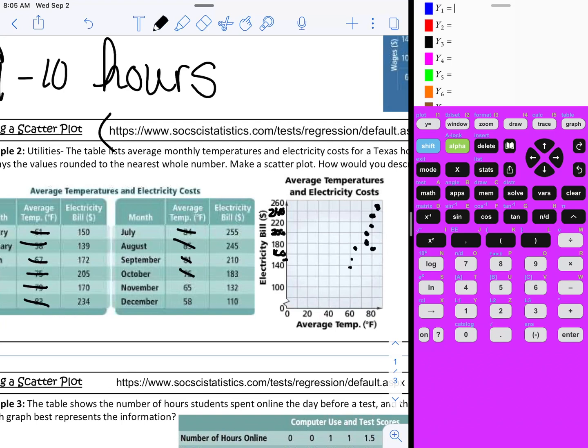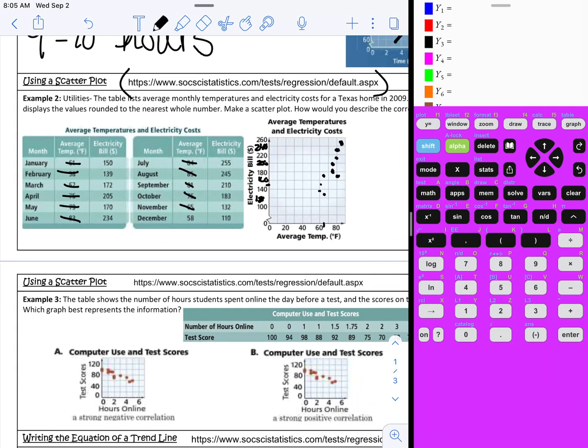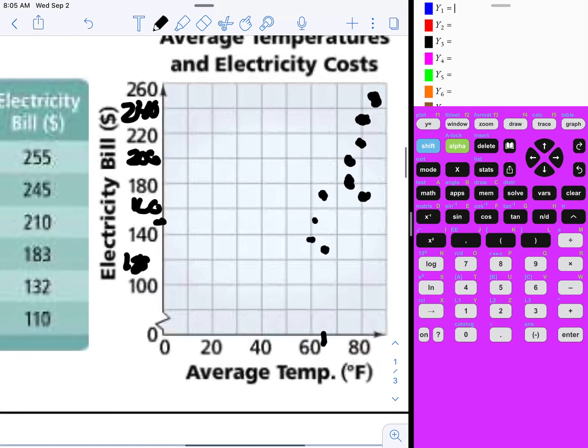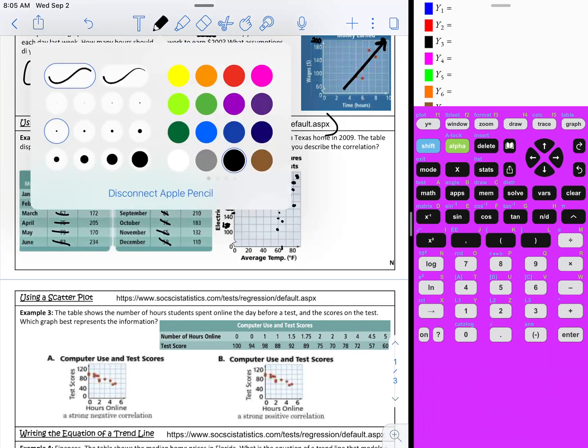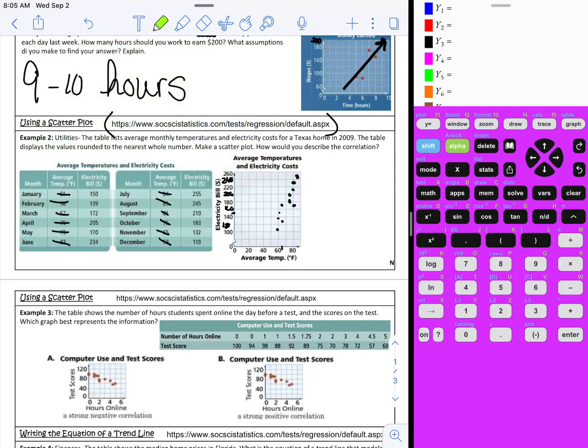65 and 132. So 65 is here. 132, let's see, this is 120, so 132 is going to be between those. Feel free to zoom in, okay? And then 58 and 110. 58 is essentially 60, and then 110 is like here. Okay, so we have our points, and now let's take a look at what they want.